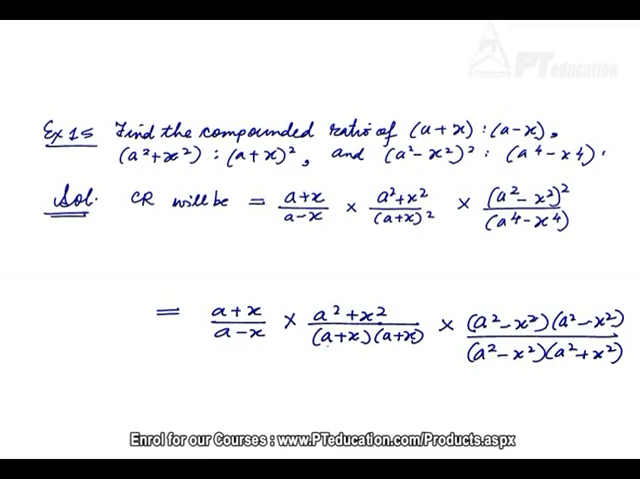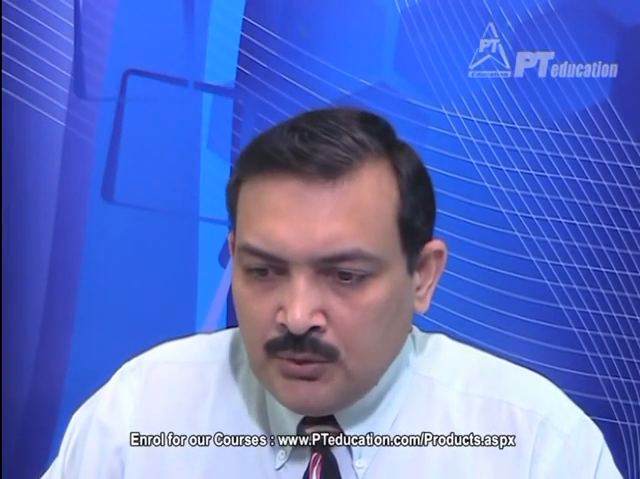This, when simplified, gives us (a plus x) upon (a minus x) into (a square plus x square) upon (a plus x) into (a plus x) into (a square minus x square) into (a square minus x square) in the numerator, because of the whole square, so the bracket gets multiplied twice, and the denominator is (a square minus x square) into (a square plus x square), because we know p square minus q square is p minus q into p plus q, and here p was a square and q was x square.